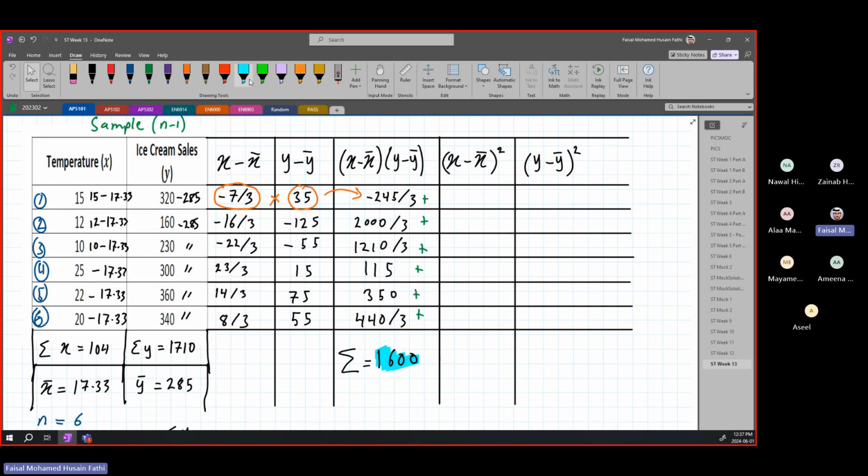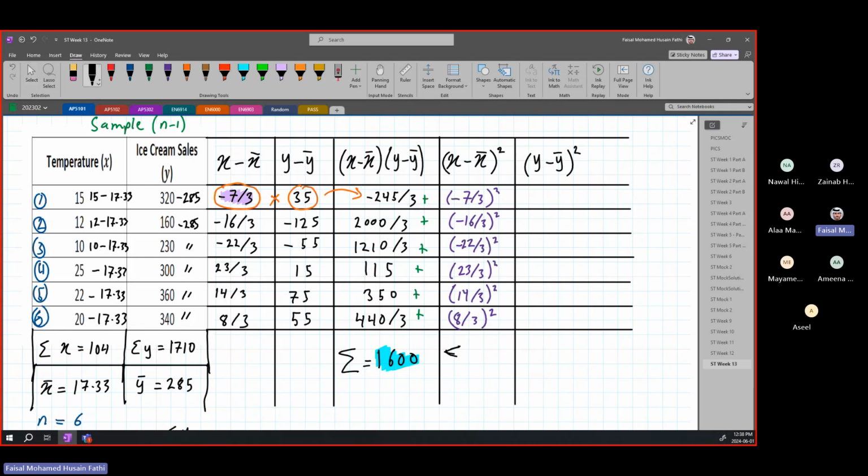All we have to do is take this value and square it. So it's going to be minus 7 over 3 squared. And we're going to do the same for everything else. So minus 16 over 3 squared, minus 22 over 3 squared, 23 over 3 squared, 14 over 3 squared, and 8 over 3 squared. You can leave it like this here. And then in the calculator, you can just start adding them this way. So you don't have to find and then write for each one. You can just start adding them up because all we need is the sum of this.